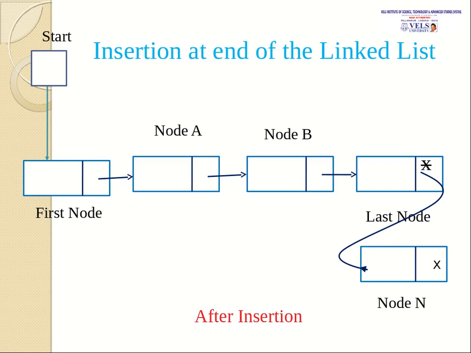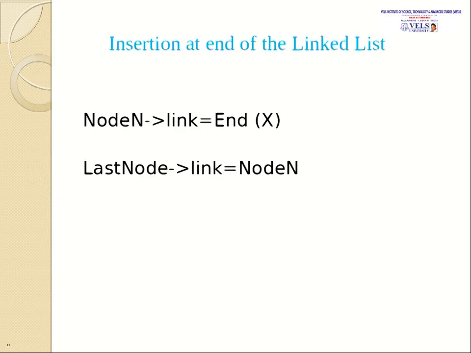To make that not the end of the list, instead of this null or X, we are going to have the new node n's address stored in the last node, and the new node n that we are adding will have the link part as X to tell that it is the end of the linked list. So this is the operation done: node n's link will be equal to X, and then the last node's link will be equal to node n.